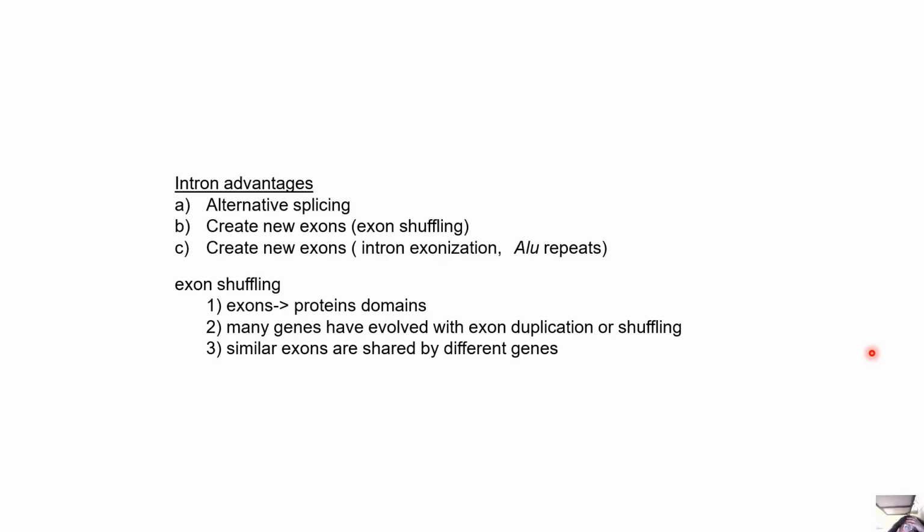What are the advantages of introns? Alternative splicing, exon shuffling to create new exons, or intron exonization. Then we have protein domains encoded by exons. Many genes have evolved with exon duplication or shuffling. Similar exons are shared by different genes.